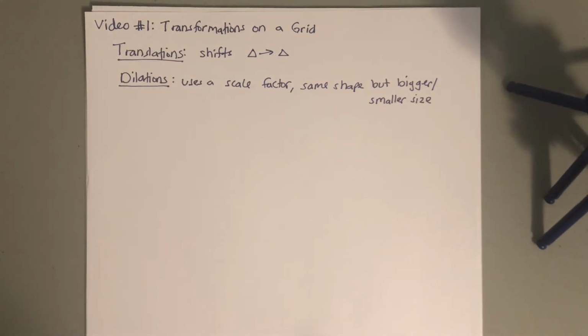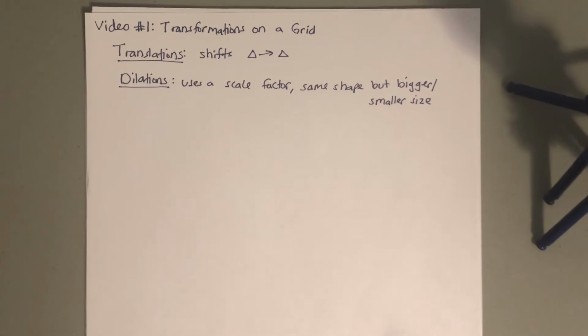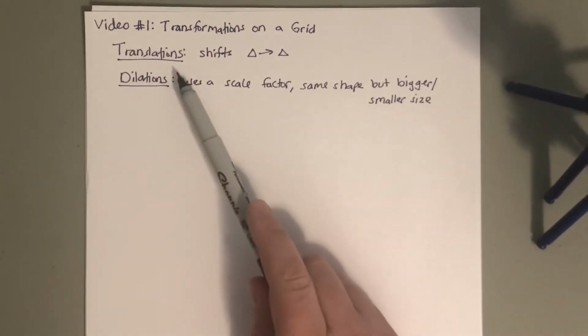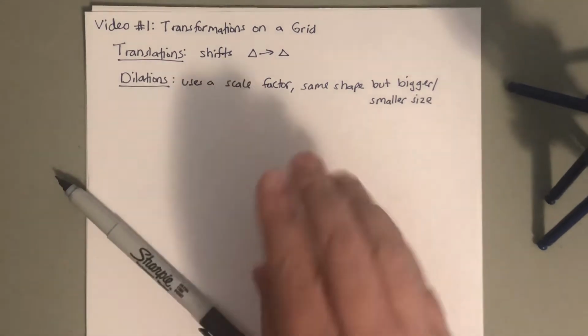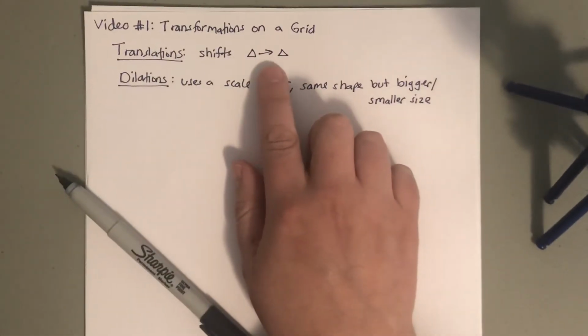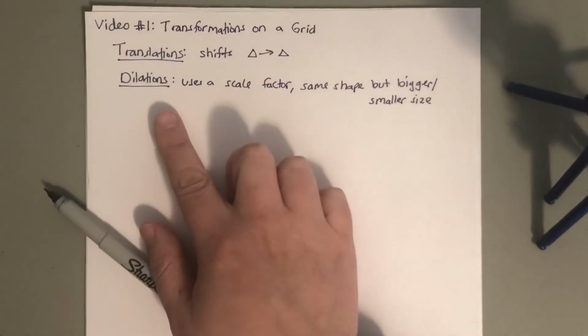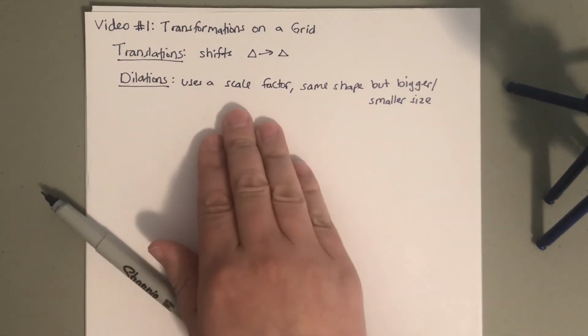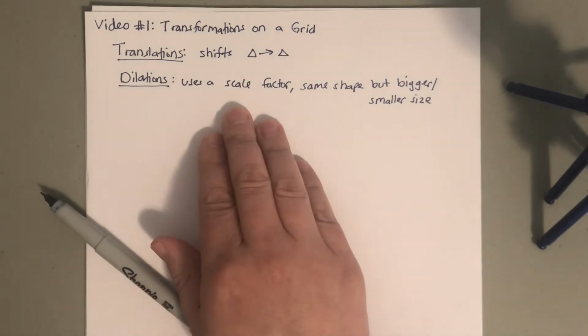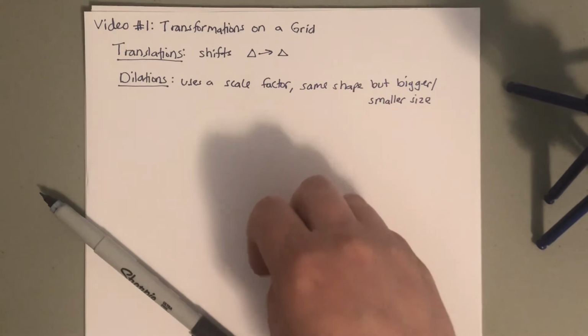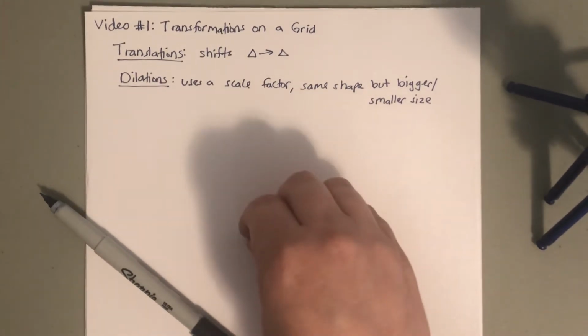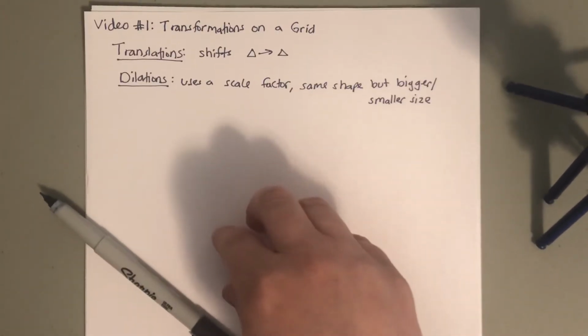So the first two that we're going to talk about are translations and dilations. We're just going to focus on these to start with. Remember, a translation is like a shift. The size and the shape do not change. You just take an object and you slide it somewhere else. The second one is a dilation, which uses a scale factor. That scale factor doesn't change the shape at all. It has the same shape, but it's either going to make the object bigger or smaller in size, depending on the scale factor.